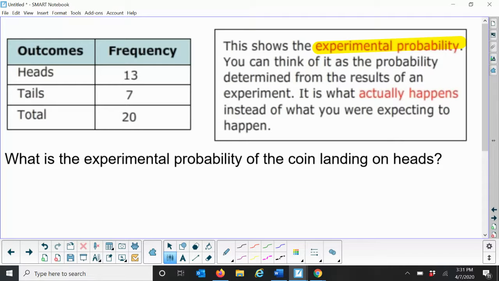Now you may repeat that experiment and get totally different results. That's just kind of the way life works sometimes. Life does not always go as you think it will, just like experiments do not always have outcomes that you think they will have. And so we're going to find the probability based on this experiment of flipping a coin.